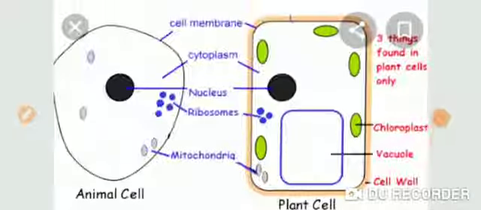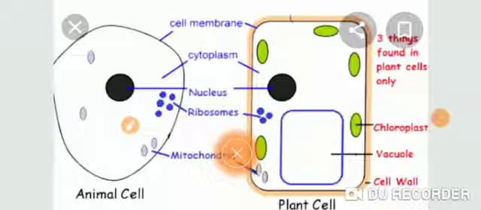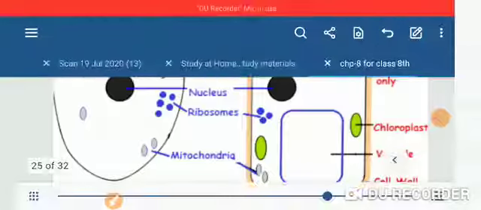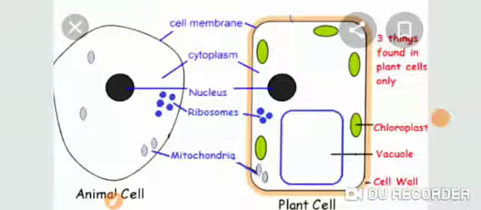Here you can see the structure of the animal cell and the structure of the plant cell. So what is the difference between these two? Very first, the plant cell has a rigid non-living cell wall. As you can see, this outer layer is the cell wall, but in animal cell the outer membrane is the cell membrane. No such cell wall is present in animal cell.